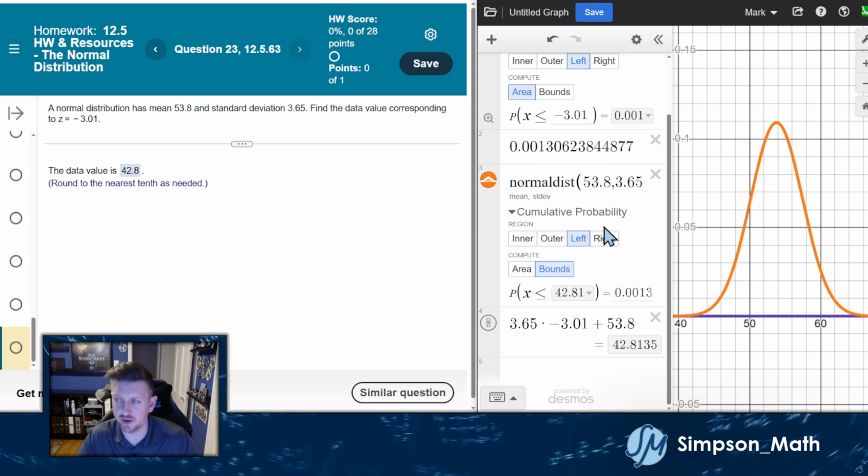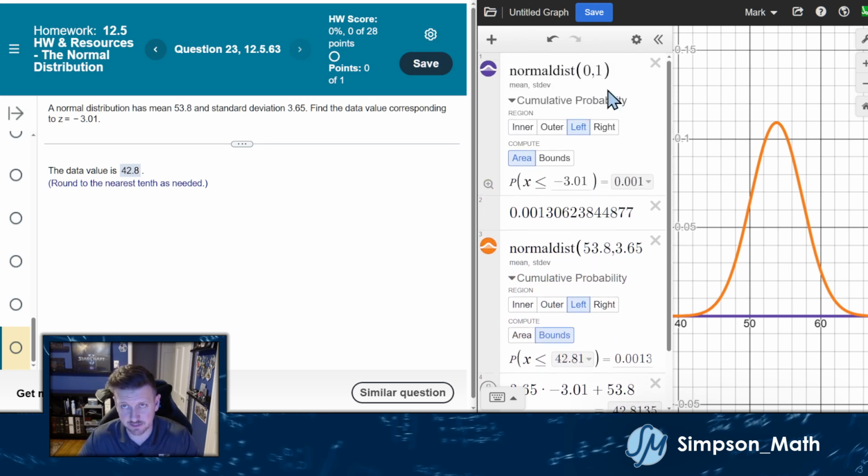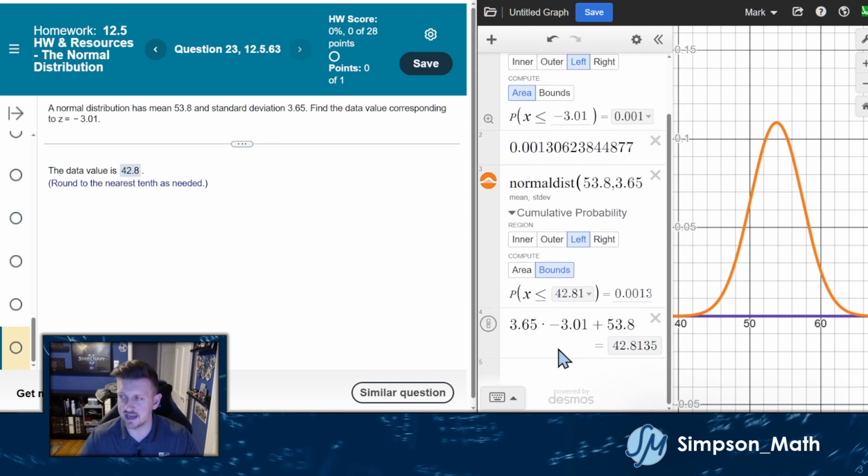So whether you do it algebraically or conceptually here, I don't care. I like the conceptual way here in Desmos because I think you're understanding what's happening instead of it just being some magic formula. If you're doing it this way, you might understand why this z-score of negative 3.01 corresponds with this x value of 42.8 under this normal distribution.